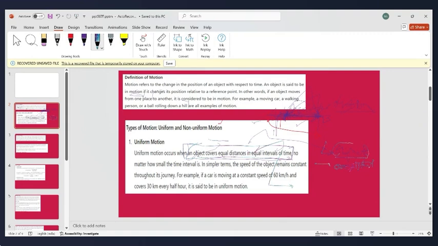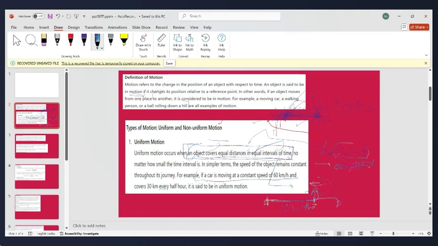For example, if you look at this, if a car is moving at a constant speed of 60 kilometer per hour, the car has started to move with a speed of 60 kilometer per hour, and it covers 30 kilometer every half hour. Let's say from this particular point A to point B, the car is covering 30 kilometer.